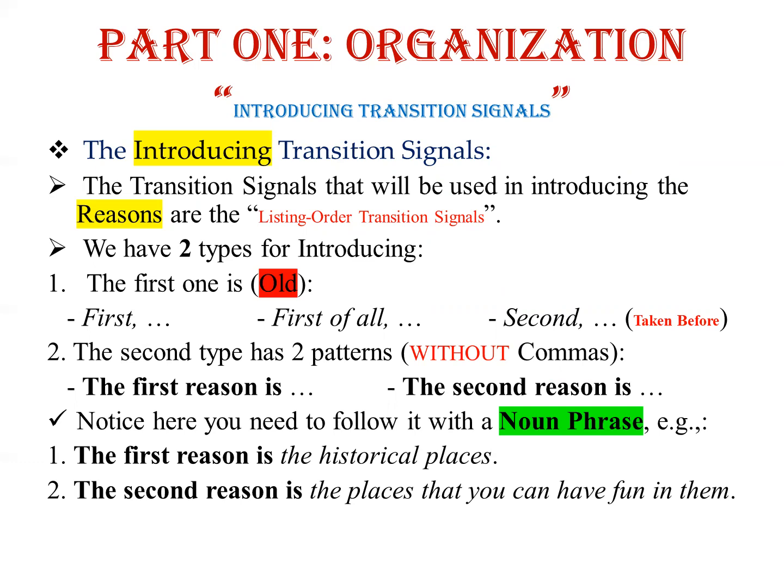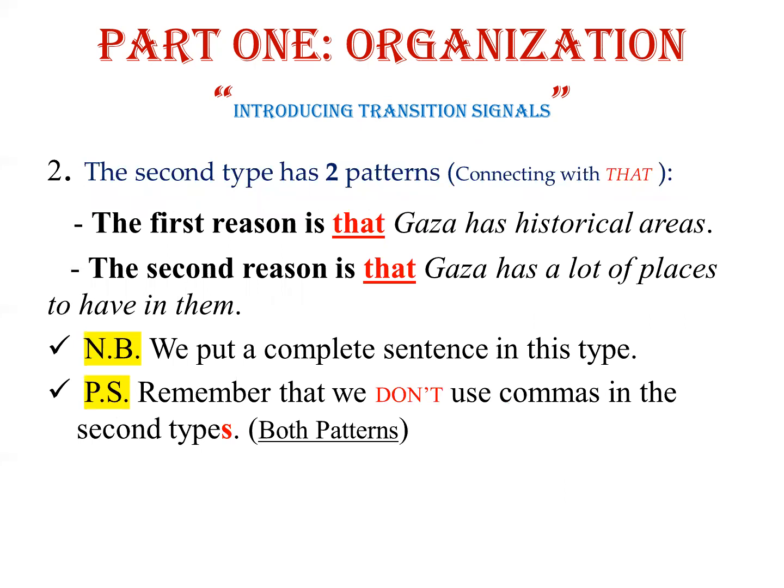The first reason is, or the second reason is. So you put reason as, okay? Notice here, you need to follow it with a noun phrase. We discussed before in chapter 4 what a noun phrase is. The first reason is the historical places. The historical places alone is a noun phrase that contains an article or a demonstrative. And here we also have an adjective, and places is a noun. So this is a noun phrase. So, without putting a comma, we say the first reason is the historical places. The second reason is the places that you can have fun in. Okay, so this is the first pattern, that you follow it with a noun phrase without putting any commas. The second pattern is connecting with that: the first reason is that Gaza has historical areas.